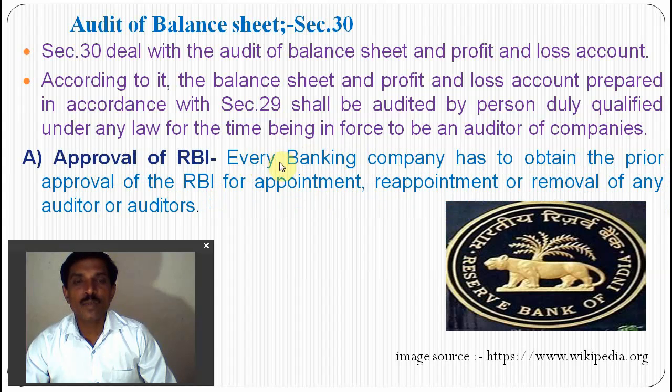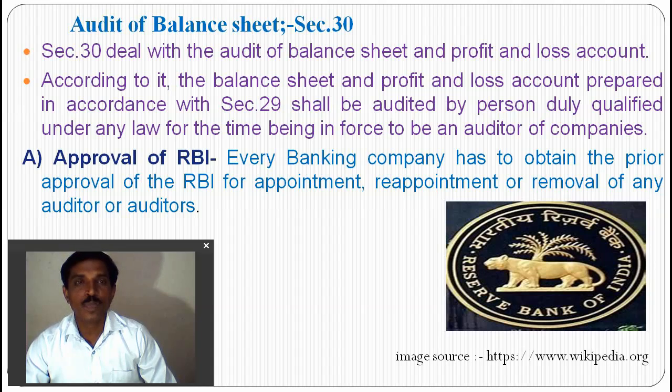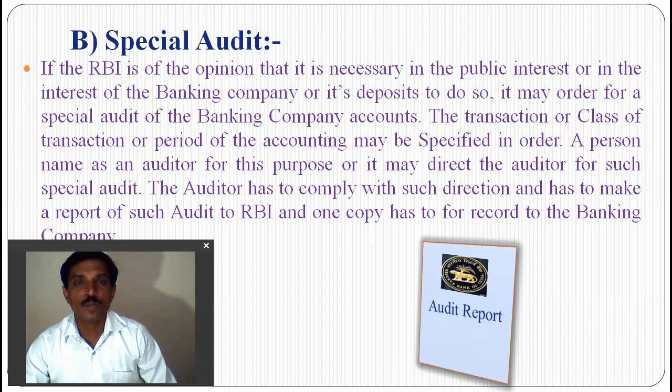Regarding the approval of the RBI, every banking company has to obtain the prior approval of the RBI for the appointment, reappointment and removal of auditors in a banking company. So whenever we want to appoint any new auditors or remove any auditors, at that time we need the permission of the RBI, the Reserve Bank of India. So Section 30 is about the approval of the RBI, the qualified auditors, and the audit report.